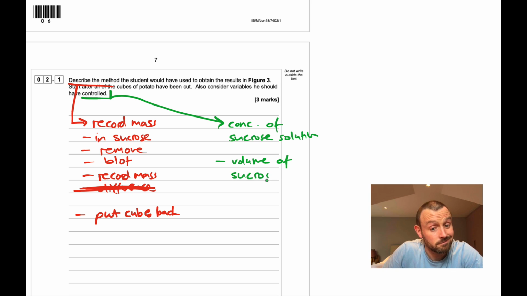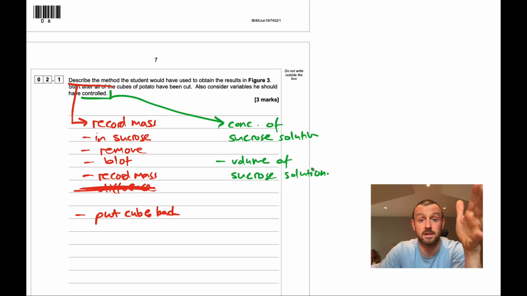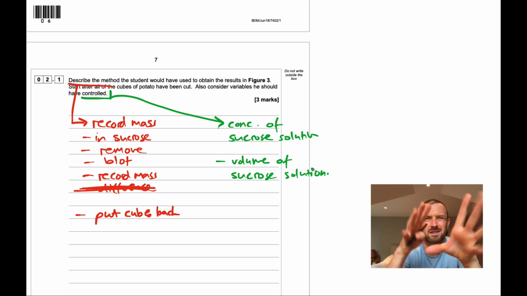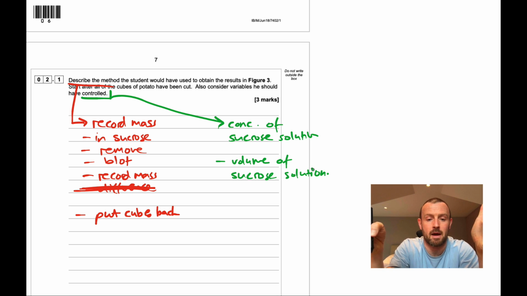What am I not saying? I'm not saying amount. Amount is a bad word, especially when talking about liquids and experiments. Never say amount. It's vague. Are you talking about the concentration or the volume? Amount is a bit, well, I don't know what we're thinking about. So concentration or volume, not amount.